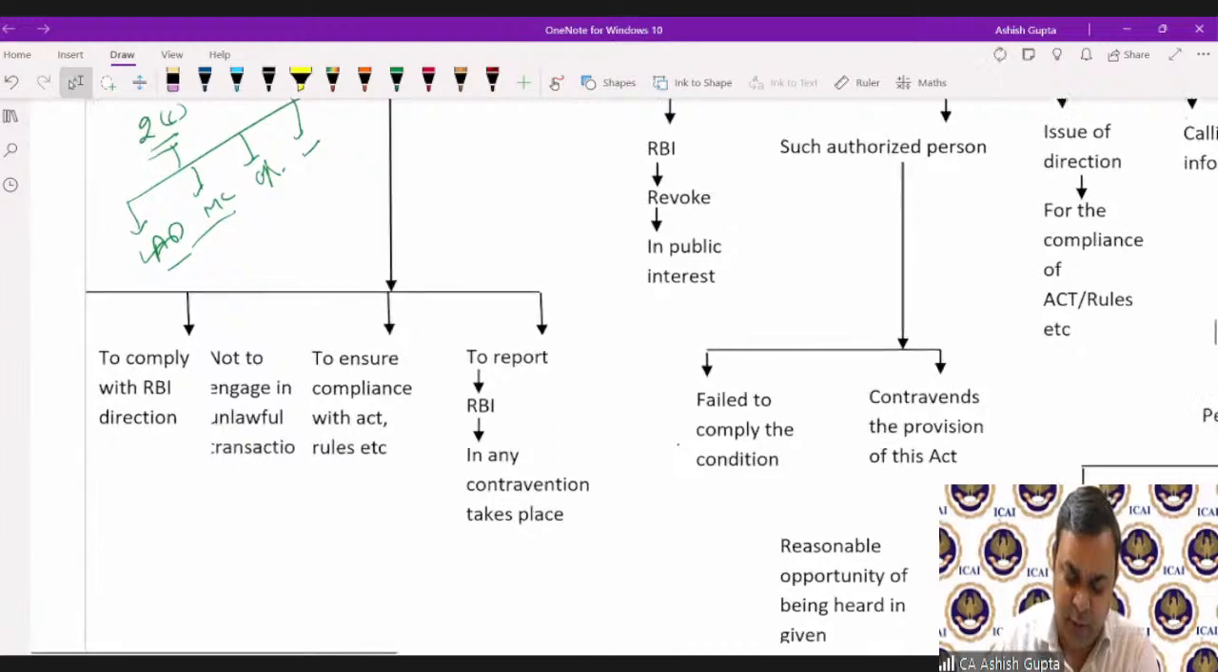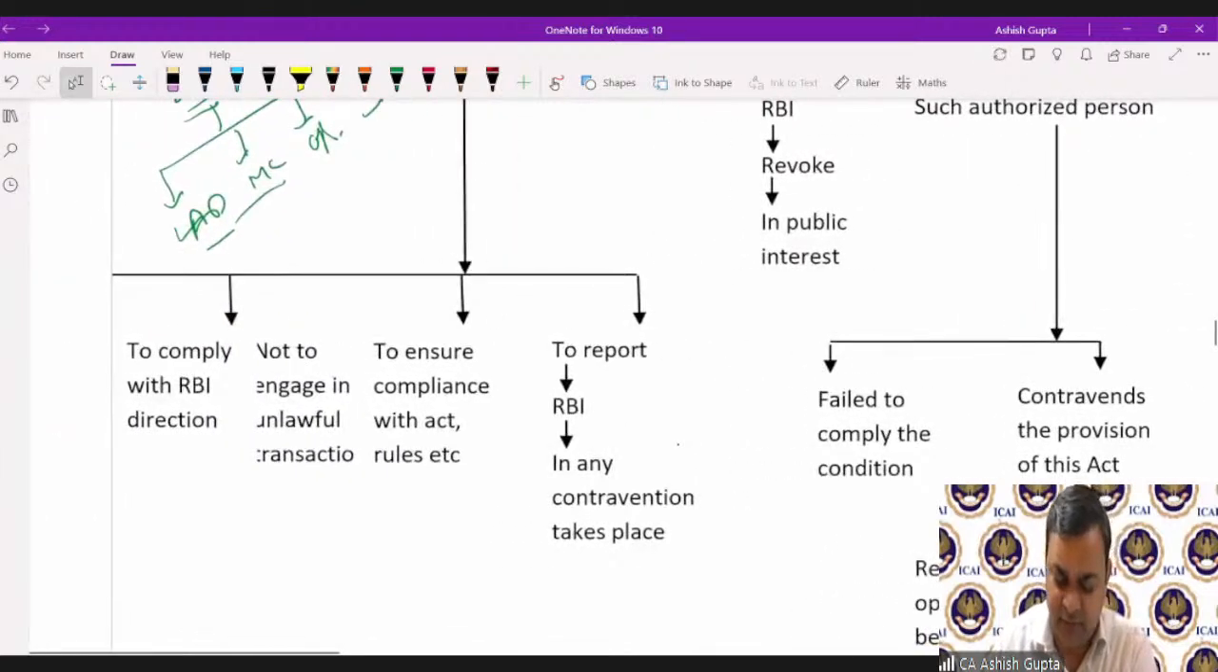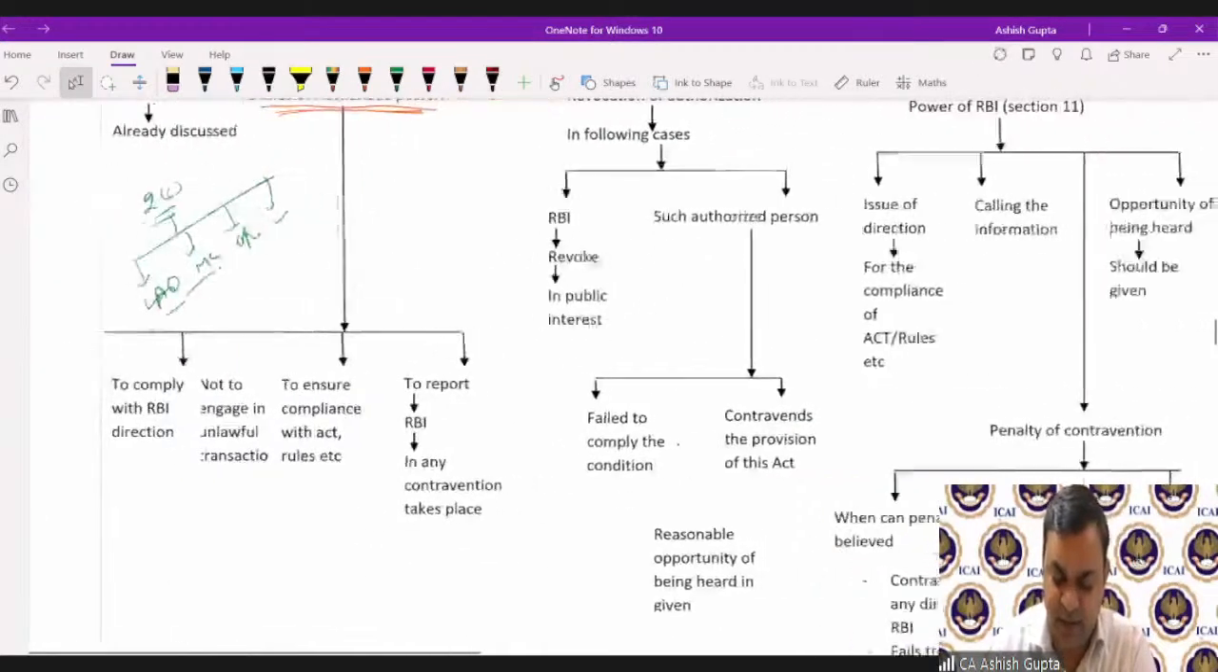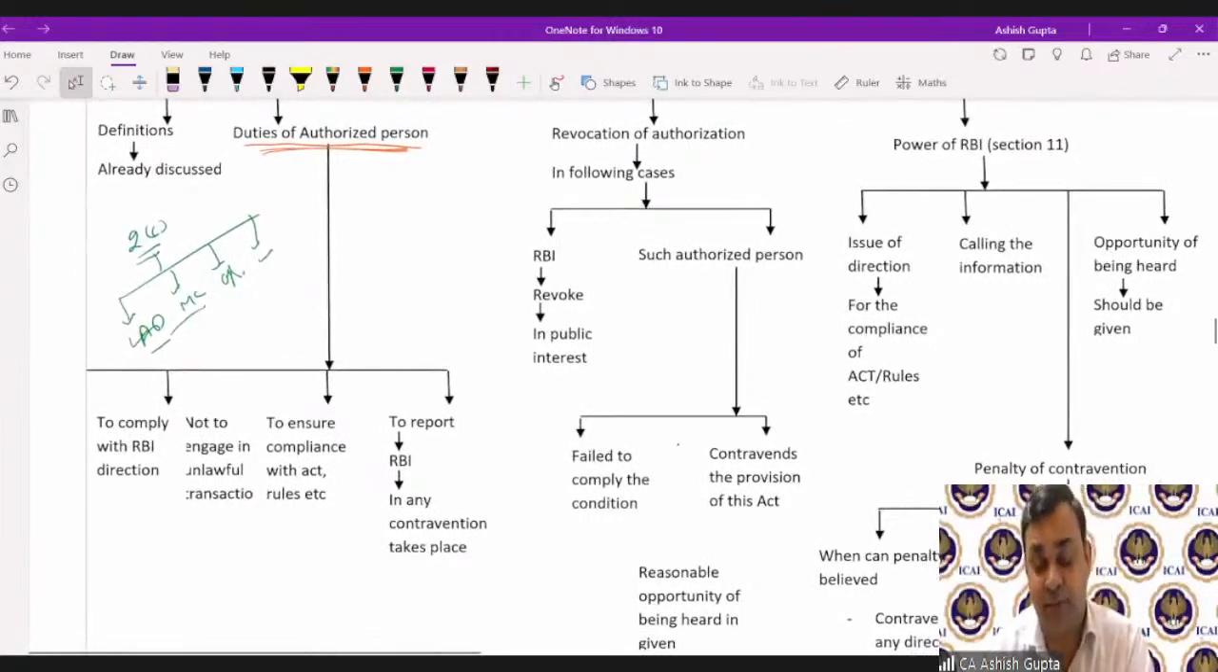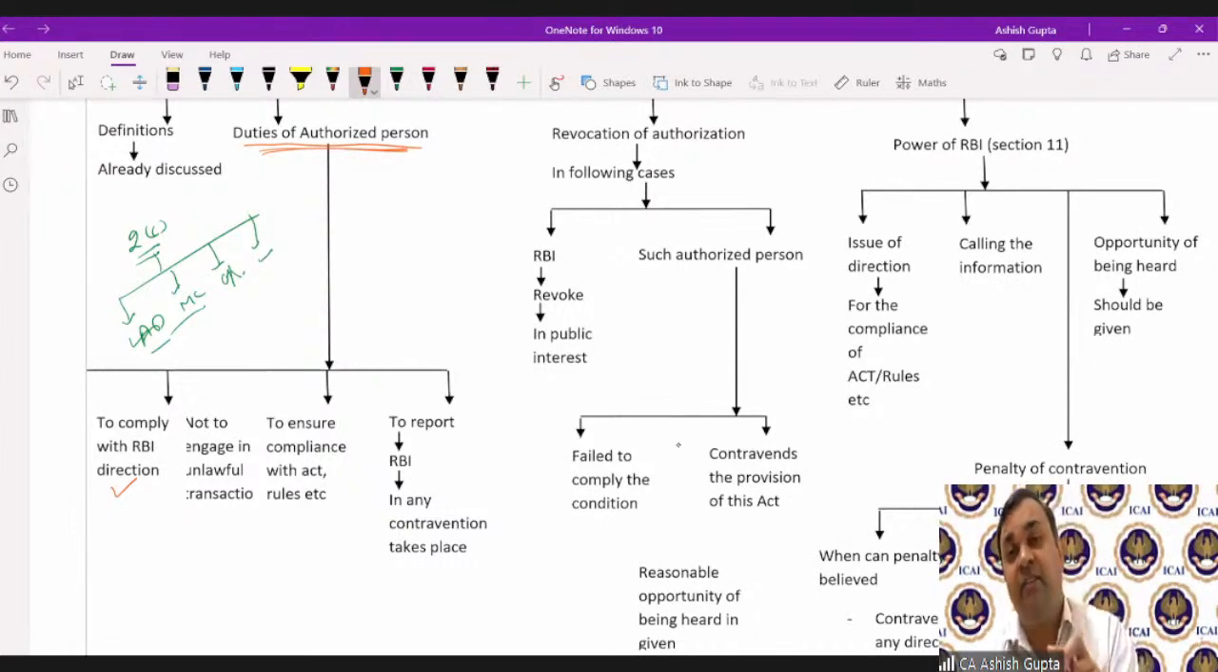First point is to comply with the RBI direction. This is the duty of an authorized person. Why do they need to comply with the RBI direction? Simple logic, because RBI only is the authority who authorizes you to deal in foreign exchange. So you are bound by the directions issued by the RBI.